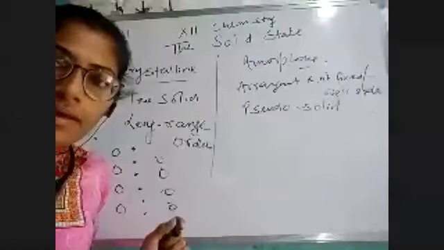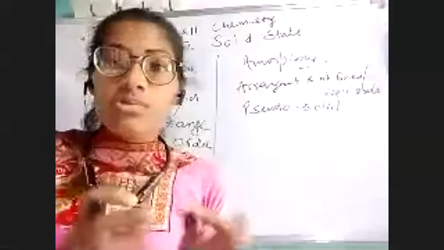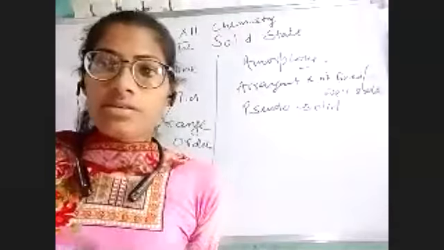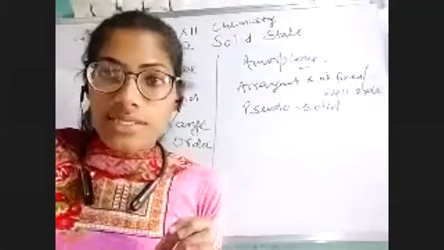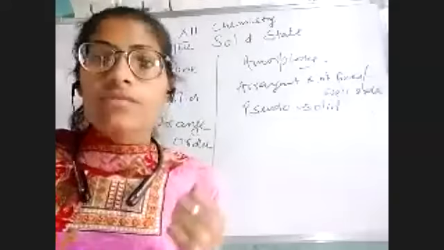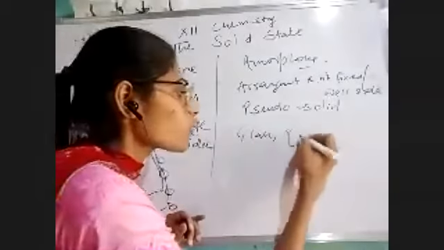Why pseudo solid? Because since their arrangement is not fixed, they are almost a false solid. They behave as a solid, but after some time their properties start changing. For example, glass, quartz.